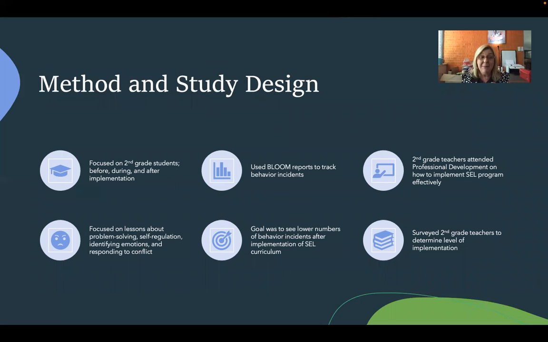So my method and study design was a qualitative and quantitative design. I wanted to focus on second grade students because I was teaching second grade at that time. I wanted to look back at the year before, the year during, and then second year implementation. For our quantitative data, I used Bloom reports to track the behavior incidences. And the second grade teachers had to attend professional development to be able to implement this program. That was kind of a requirement of the curriculum. However, we only attended one day as opposed to 3 days.